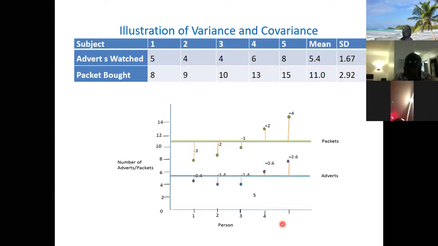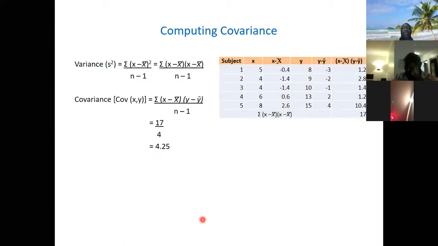But if they don't vary at all, if there's no covariance, you will not see a particular pattern. It's just haphazard. This one can be in this direction, the other one in this direction. You cannot see any good pattern. That's just a pictorial view of that.